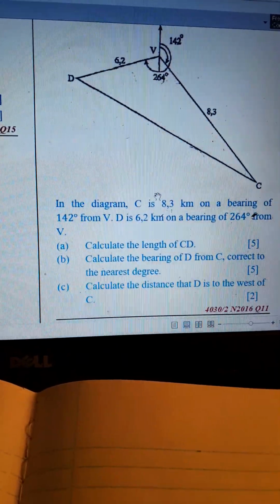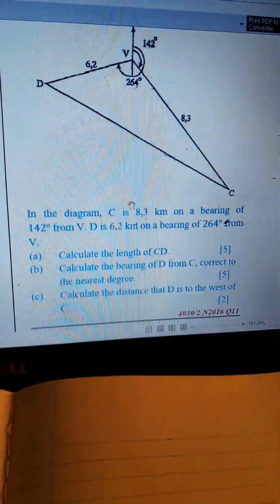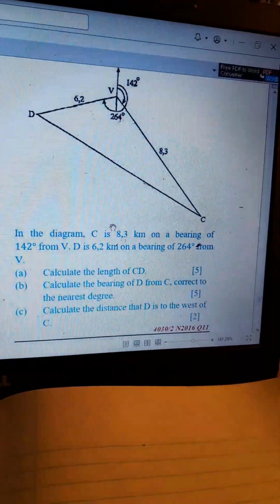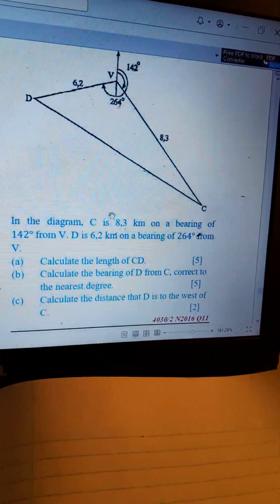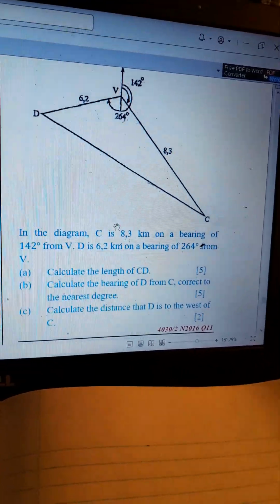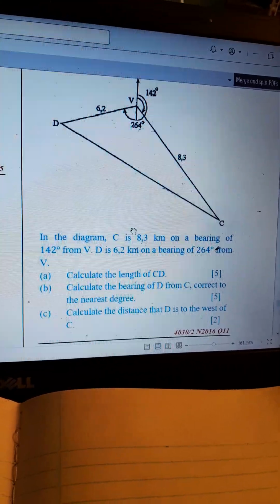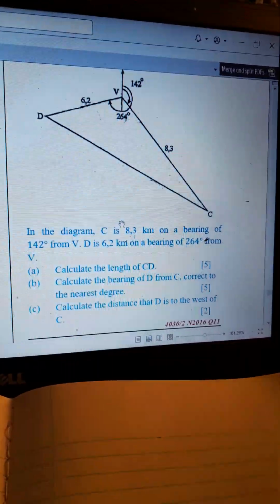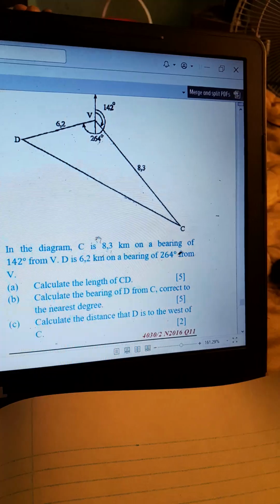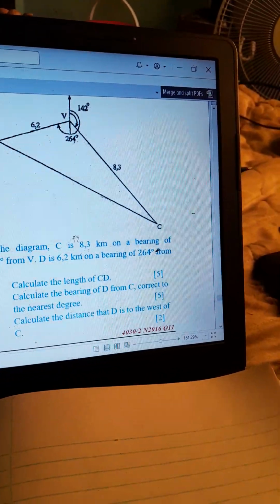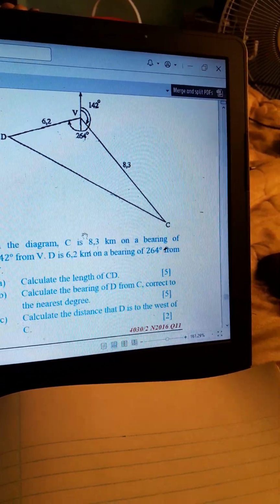Then the next question, which is part C, is now saying calculate the distance that D is to the west of C. That D is to the west of C. So on this one, we just do this.